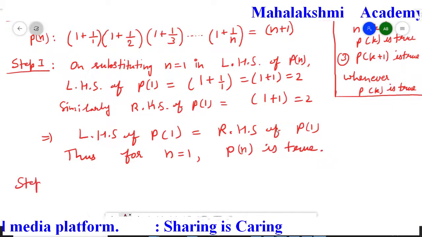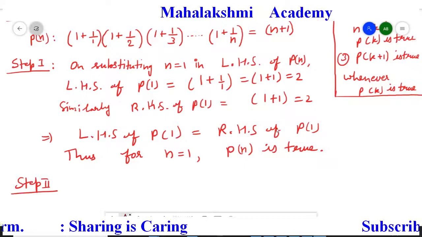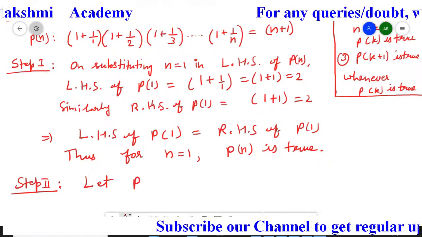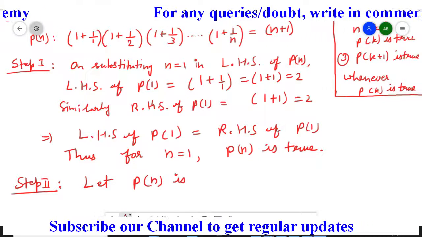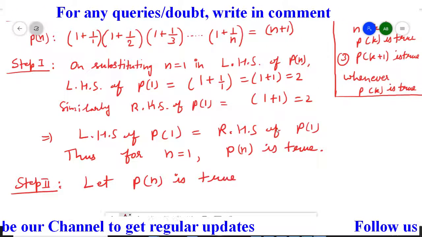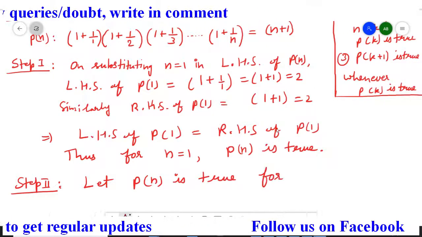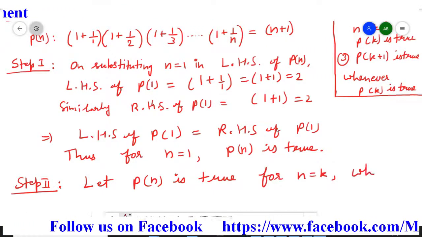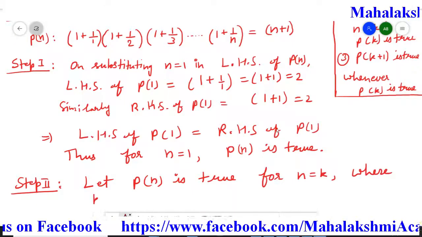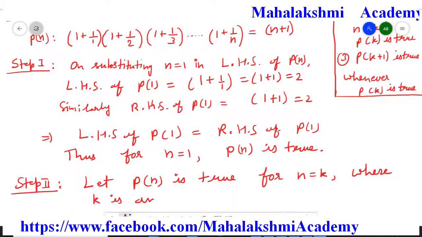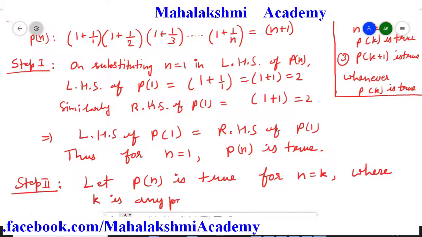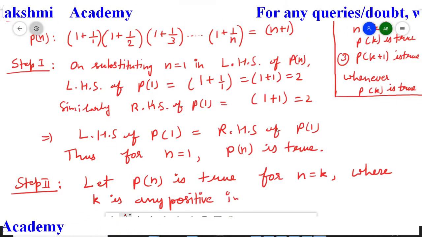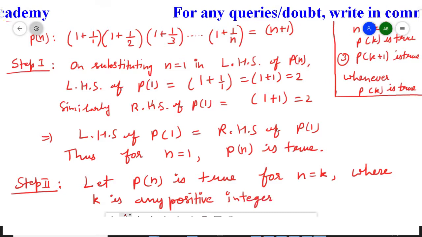Now we will move to step 2. In step 2 there is an assumption. So we write down: let Pn be true for n equal to k, where k is any positive integer. So this is our assumption.